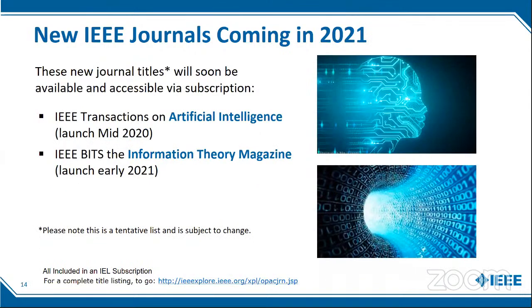Some of the journals on which we are working for 2021: IEEE Transactions on AI, IEEE BITS, the Information Theory magazine. So it is always good for users to let them know what new journals we are working on. That's the meaning of the slide.